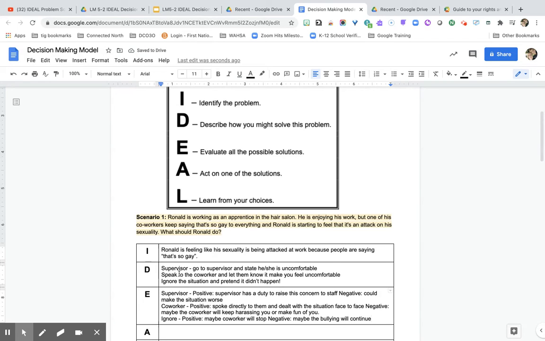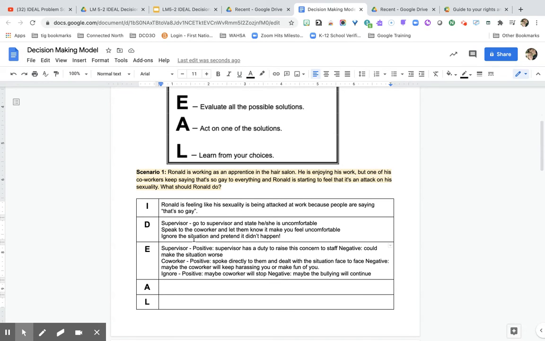Okay, so now that you've described how you might solve the problem, now you're going to evaluate the possible solutions, which is just what we did. So we identified the problem, we described how we might solve the problem in as many ways as we can think of. Then we're going to evaluate how those possible solutions can occur. And then A is almost like the last step to action, which is act on one of the solutions.